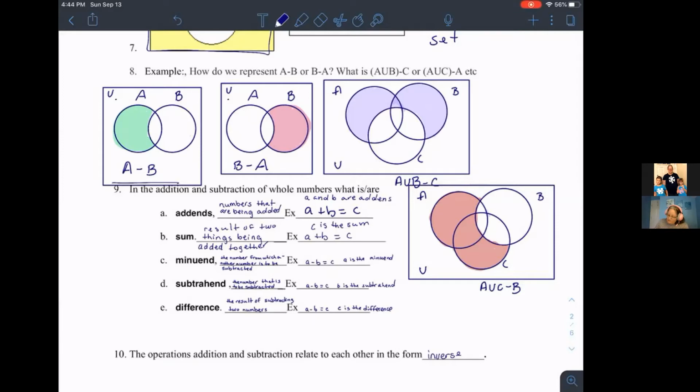And then on the A universal B minus C, we have all of the ones that are part of A and B, but not part of C. So all the ones that are in purple, we have all of this and all of this, but because these parts of A and B are part of C, they're not included. So we're trying to find just the parts that are A and B. So that's kind of how you do that.